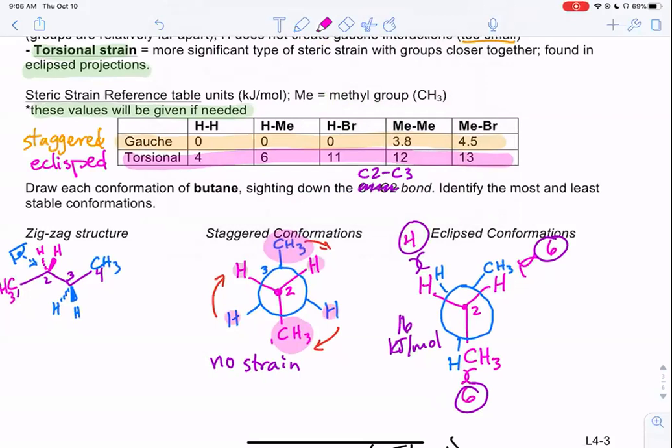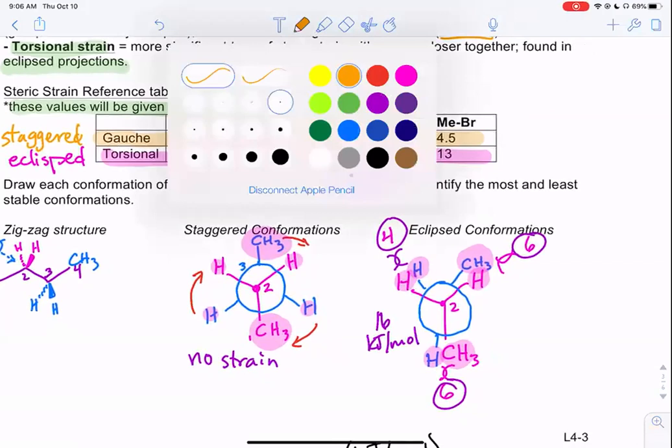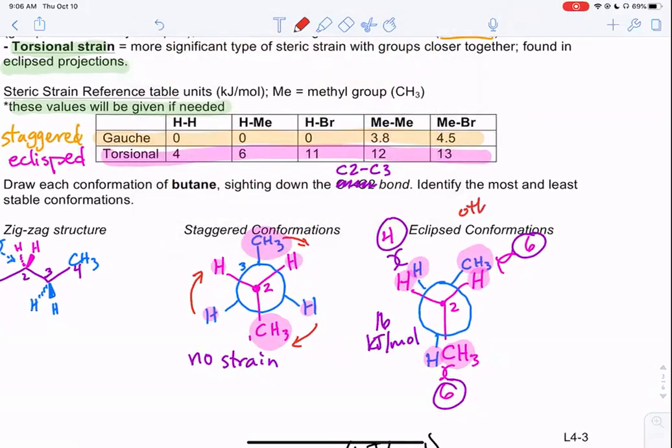Whereas in the eclipsed conformation, exaggerating, we do have these hydrogens, even though they're small, still bumping into each other. Methyl's pretty big, so it's causing greater interactions, and again, we see that here. So these groups are bumping into each other. This is, again, where I'll pause and see if you can come up with the other eclipsed conformation and the other staggered conformation.